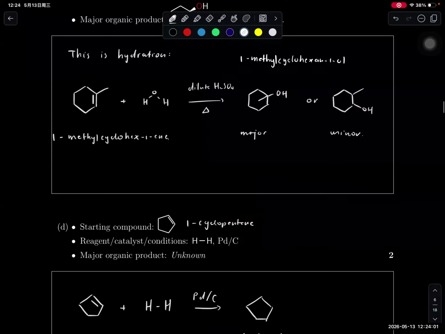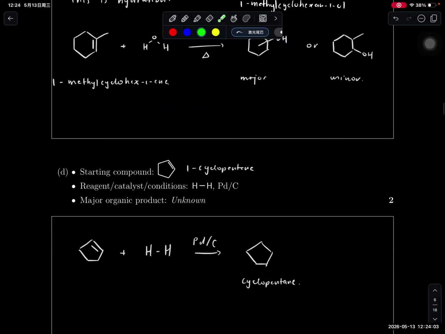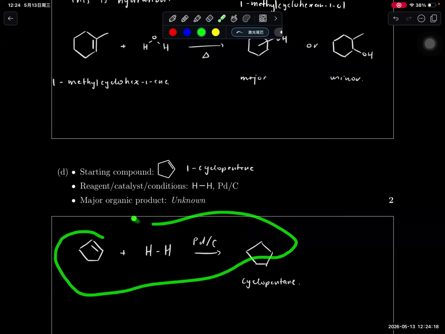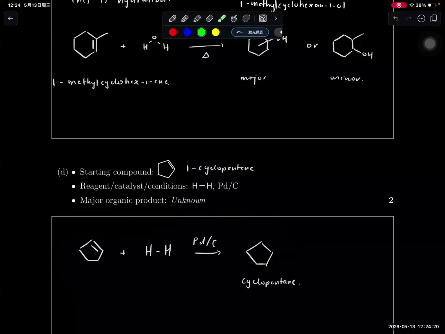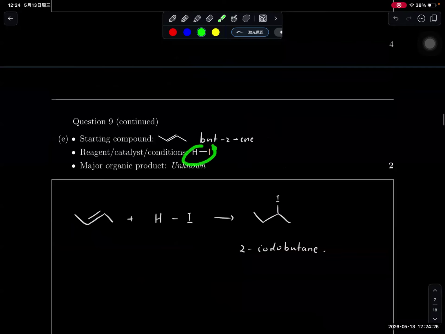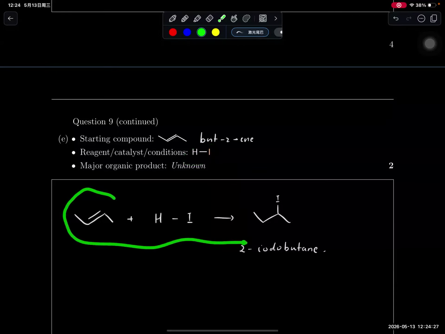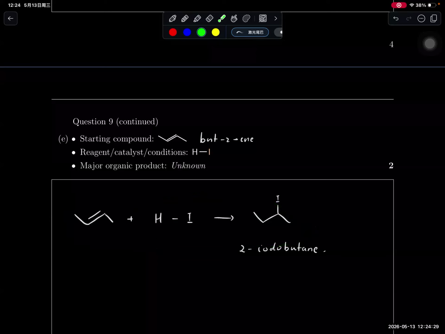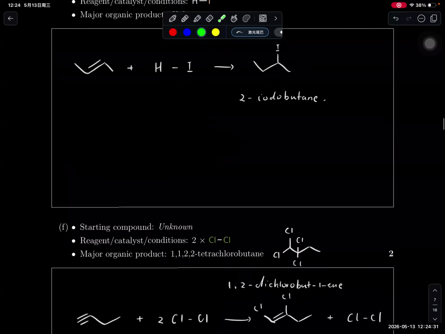Okay, and then D, we've got that, and we can see how we have hydrogen gas as reactant, and we have platinum on carbon as the catalyst. So this is clearly a hydrogenation reaction. So it turns an alkene into an alkane. Okay. So the next one, this is clearly again hydrohalogenation. Very similar. Okay. So it should be quite straightforward.